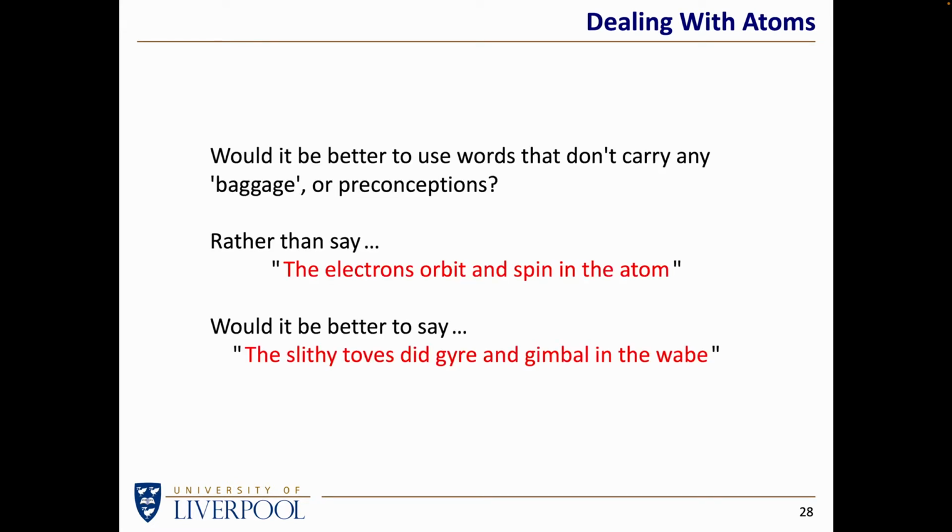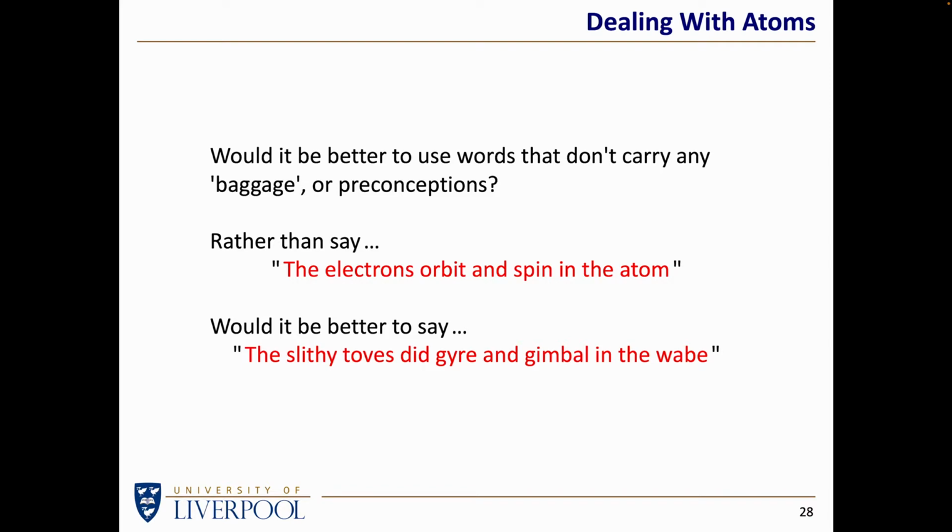Would it be better to use words that don't already have some meaning or some preconceptions? Rather than talk about electrons orbiting and spinning in the atom, would it be better to say the slithy toads did gyre and gimble in the wave? Because those two sentences carry exactly the same amount of information. They're both meaningless unless you say, what do we mean by electron? What do we mean by orbit? What do we mean by spin? What do we mean by atom? You effectively have to define each of those terms before the sentence makes any sense whatsoever.